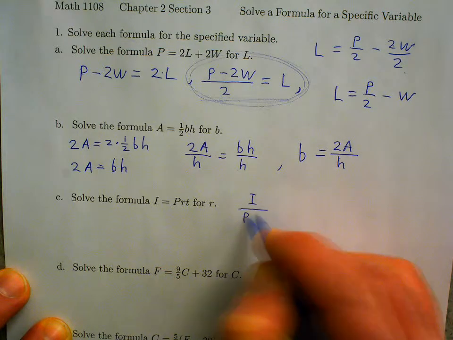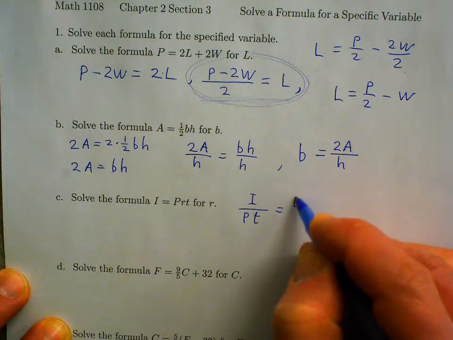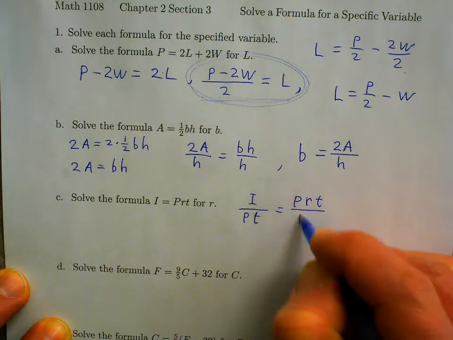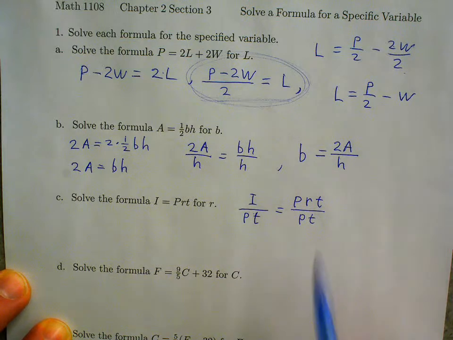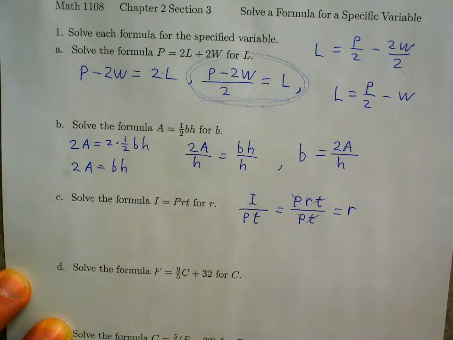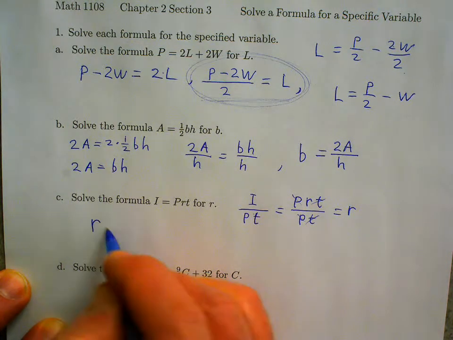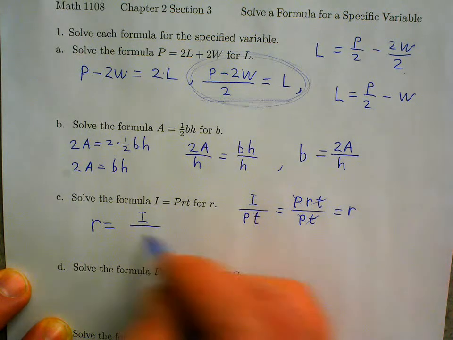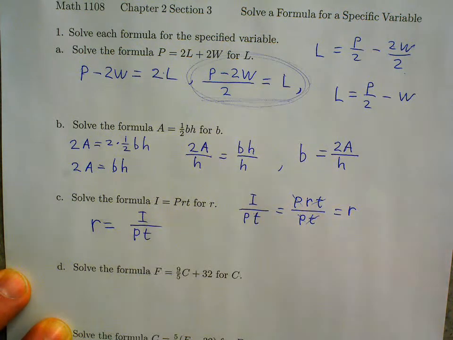So divide the left-hand side by P times T, P times lowercase t. And then the right-hand side, P times R times T divided by P times T. P divided by P is 1, and T divided by T is 1, so this is R. Or we can just write R equals capital I divided by capital P times T.